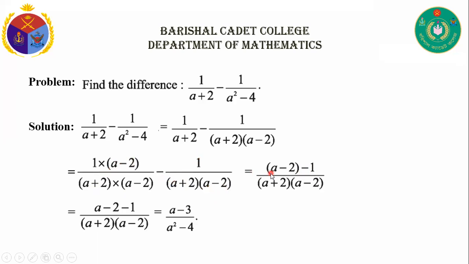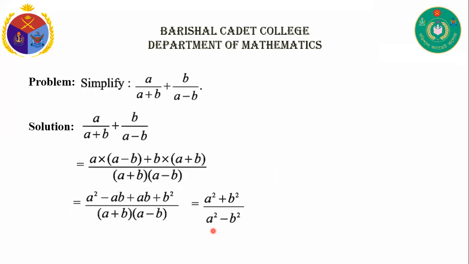After subtraction we get (a minus 2 minus 1) divided by (a plus 2)(a minus 2). That is (a minus 3) divided by (a plus 2)(a minus 2), that is a square minus 4. So that is our solution. The difference of these two fractions is (a minus 3) divided by (a square minus 4). So boys, I think all of you understood the operation of fractions.